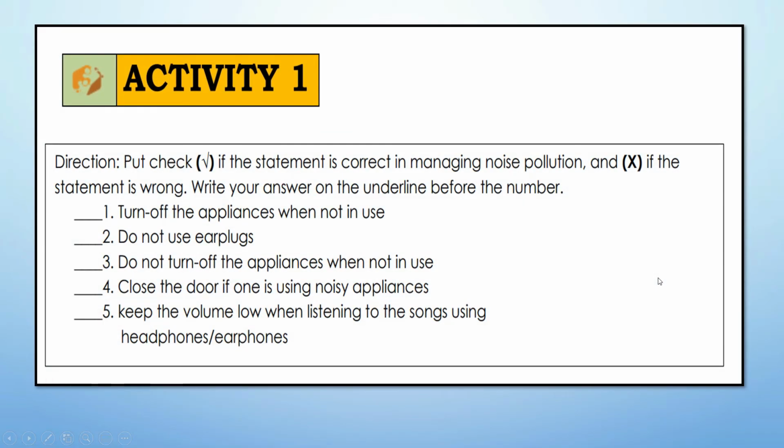Okay, I'm going to explain to you the activity that you are going to answer in our self-learning modules. And here is activity number 1. The direction: put a check if the statement is correct in managing noise pollution, and X if the statement is wrong. Write your answer on the underline before the number. I'm going to read the direction only, so all you need to do is to read what you are going to answer. Just always remember, class, that you should read the direction first before you answer the activity that you are going to do.